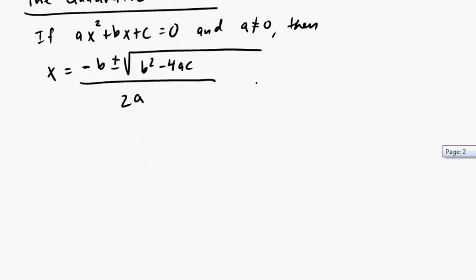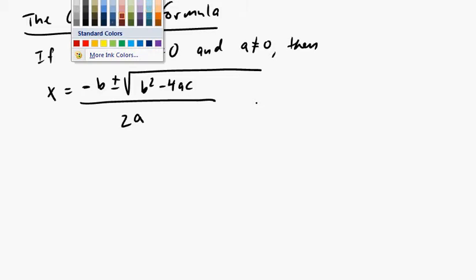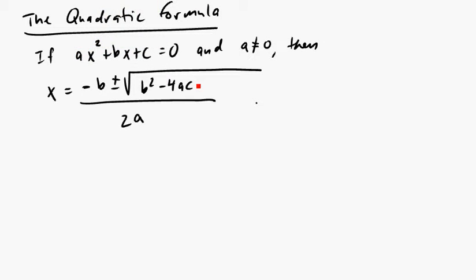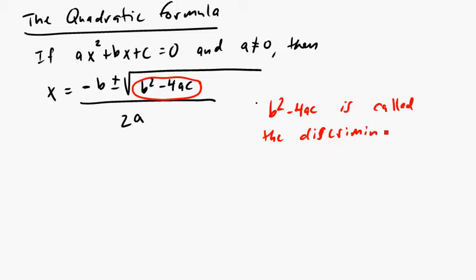Now, the part of the quadratic formula which is under the square root, the b squared minus 4ac, is called the discriminant. We call it the discriminant because it allows us to determine how many solutions this equation has.